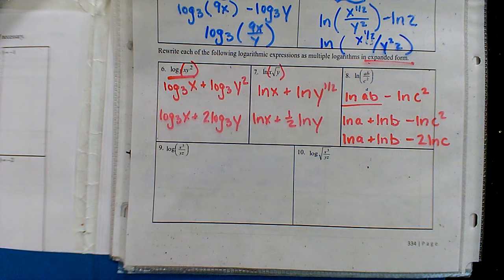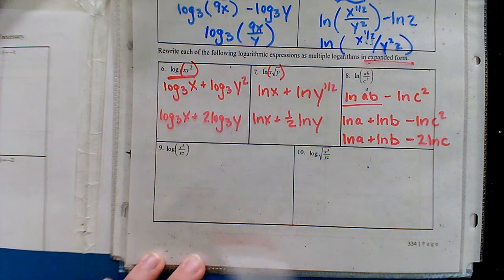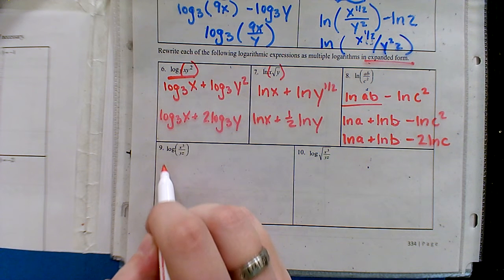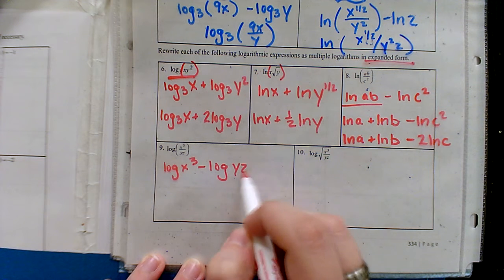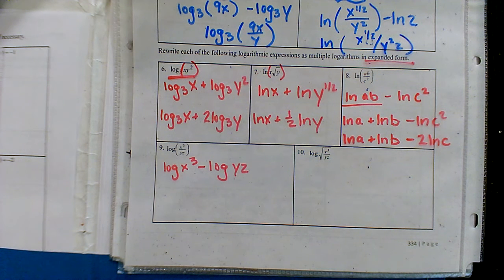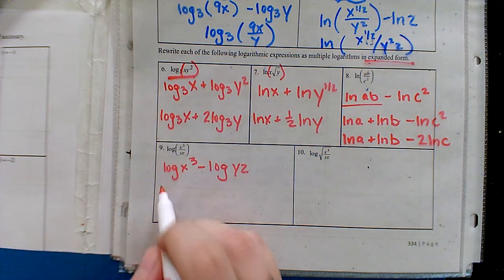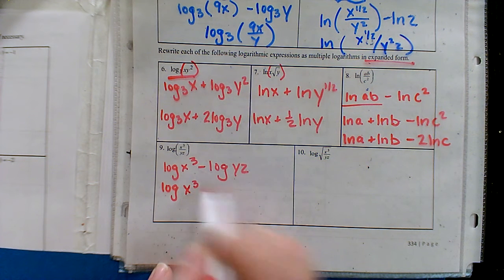All right, let's try 9. 1 log, we want to break it up or expand it into multiple logs. What do you notice in the argument and how can we use a property? Yeah. The first one we would do would be log x cubed minus log y. There we go. So if we are dividing in the argument, we can break up the argument into 2 separate logs. Remember the numerator's written first. You see another one? You can break up the log yz and do log y minus log z.